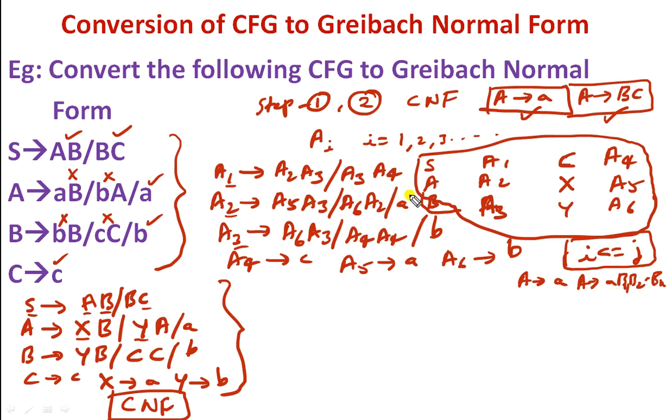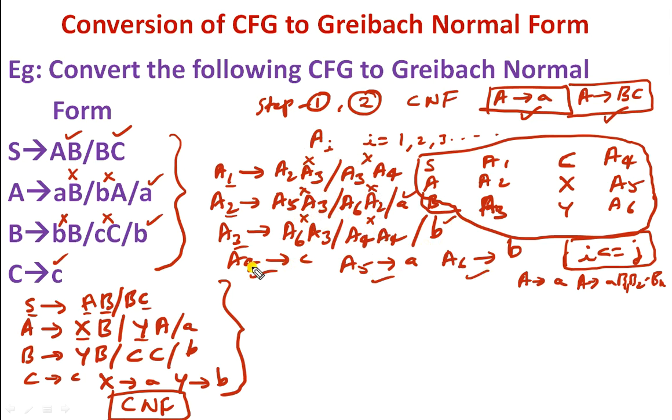So what are the valid productions? A2 generates a is valid. Next, A3 generates b is valid. A4 generates c is valid. This is also valid. This is also valid. But all the remaining production rules are not valid. They are not in the Greibach normal form. So now we need to convert them into Greibach normal form.